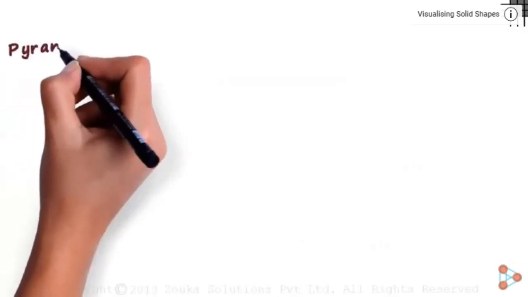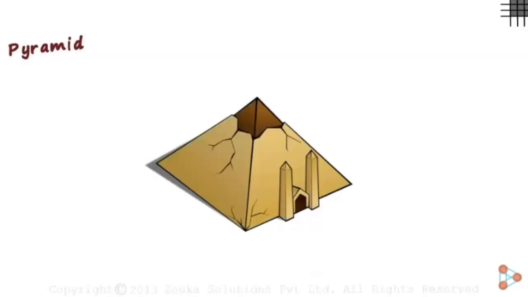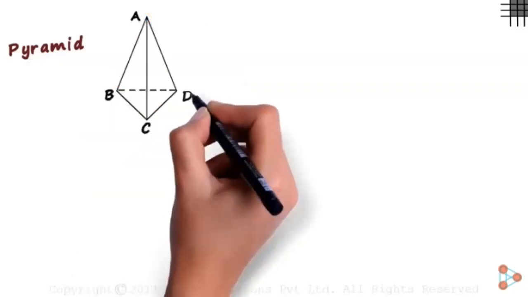What is a pyramid? The only pyramids probably everyone remembers are the ones in Egypt. But that's not the only type of pyramid. Let's erase this and draw the pyramids ourselves. It looks something like this. Notice that it has 1, 2, 3 and 4 vertices. Let us name them A, B, C and D.